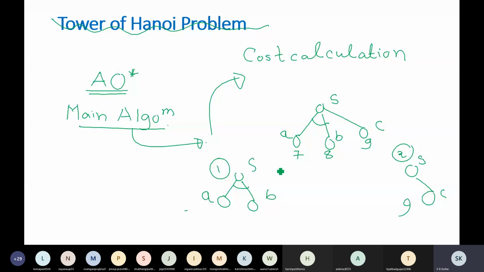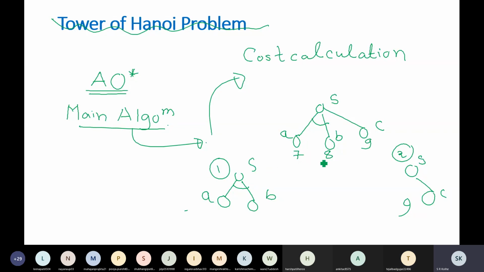What about S now? SAB. Here there is a little bit tricky calculation you will have to perform, because you have to solve A as well as B. To solve A, cost is 7. To solve B, cost is 8. So if you want solution 1, what is the total cost? 15. Correct. That is 7 plus 8.